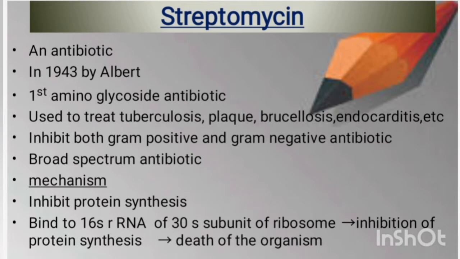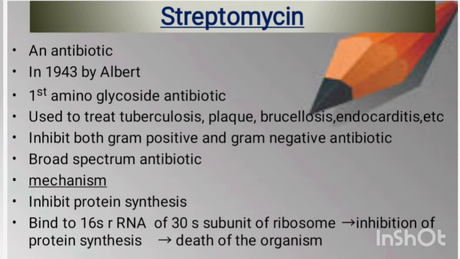Streptomycin antibiotic was first isolated in 1943 by Albert. It was the first aminoglycoside antibiotic. Aminoglycosides are oligosaccharide antibiotics.